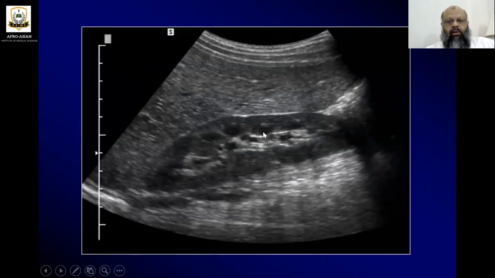Here is the medulla having pyramids, which is more hypoechoic as compared to the cortex, and cortex is more hypoechoic as compared to the liver.